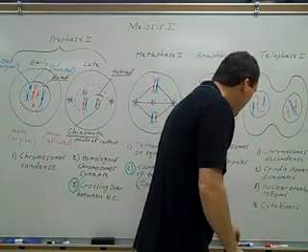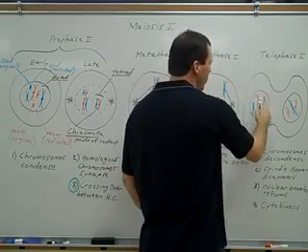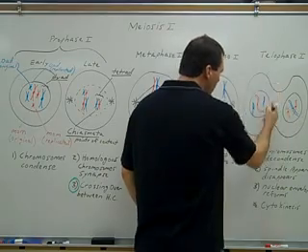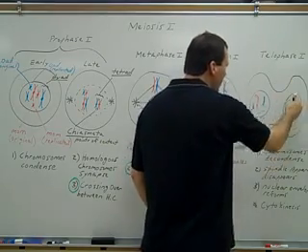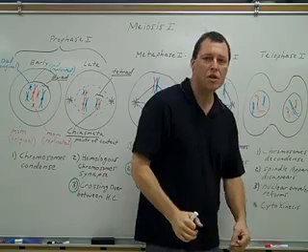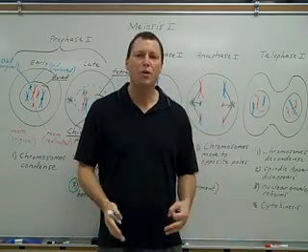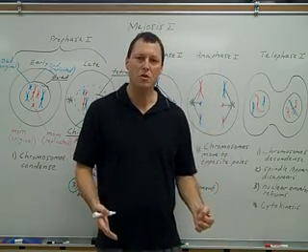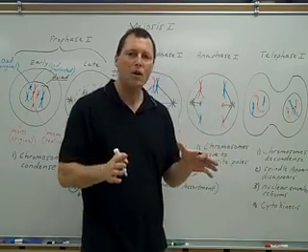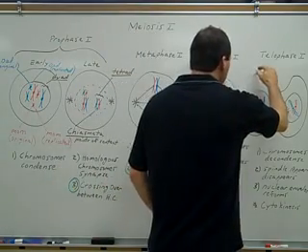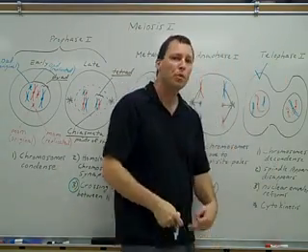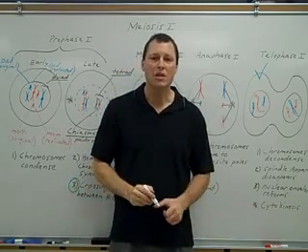At this point, we're going to end up with two cells, 1 and 2. And each of those two cells are now going to go through another round of meiosis called Meiosis Two. Let's go ahead and follow one of these cells. Let's go ahead and follow this cell right here through Meiosis Two and see what happens.